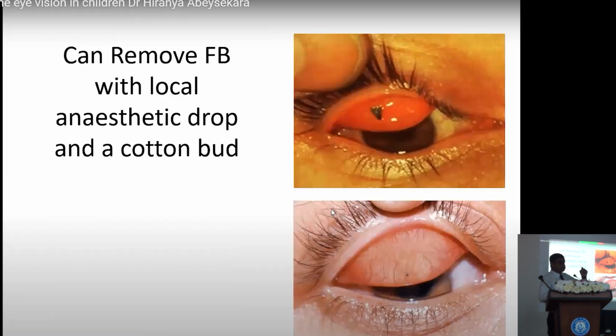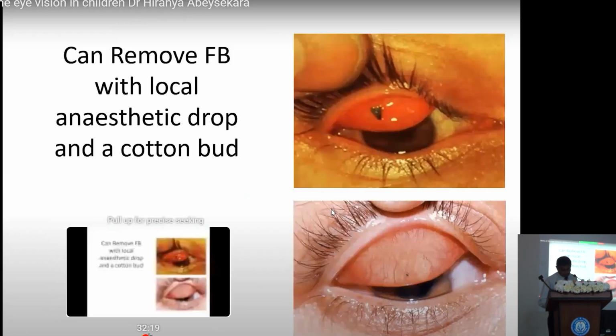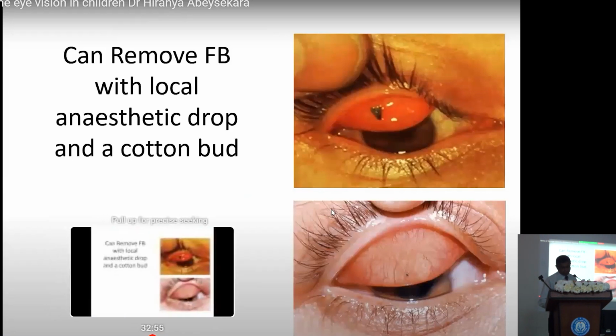You can take a cotton bud, put a few more local anesthetic eye drops onto the cotton bud, and just brush it off. You warn the parents that there will be a drop of blood or two. Otherwise, they will get excited. This tiny foreign body which is embedded, you might not be able to remove in your practice, or try not to do it. So you leave it for an ophthalmologist. But anything superficial, you can remove.